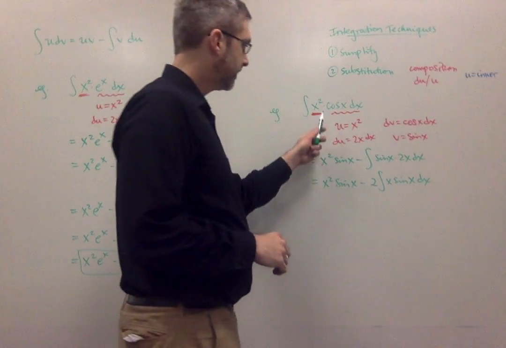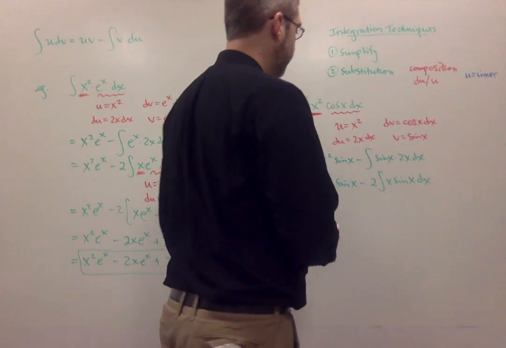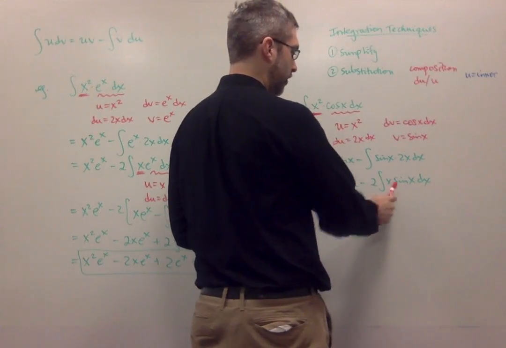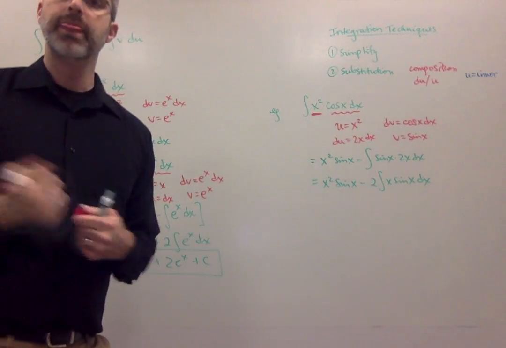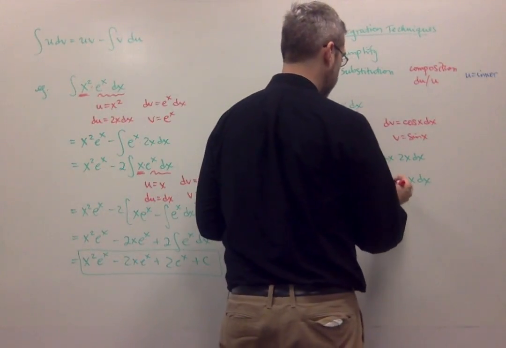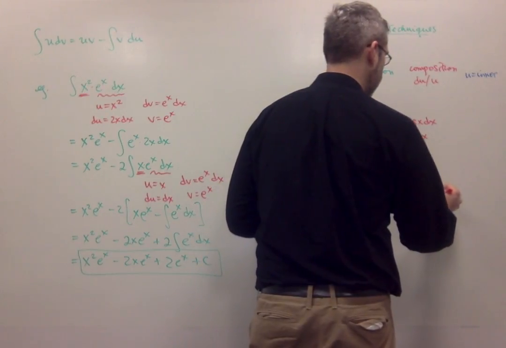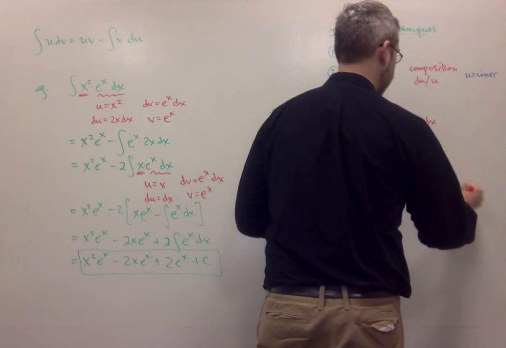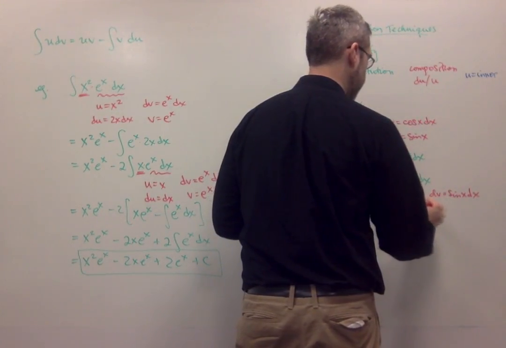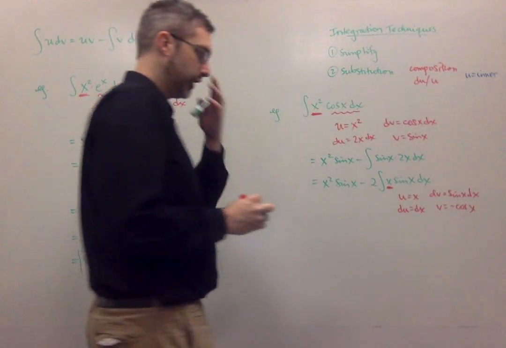Now we've got an integral, and we compare the second integral to the first. Notice that I have an x times a sine x. Here I have an x squared times a cosine. This is better. So we're going the right direction, but we're not quite at a place where I can do it yet. So again, I've got to let u equal x and dv equal sine. Okay, du is going to be dx, and then v is going to be negative cosine, just like we did earlier.